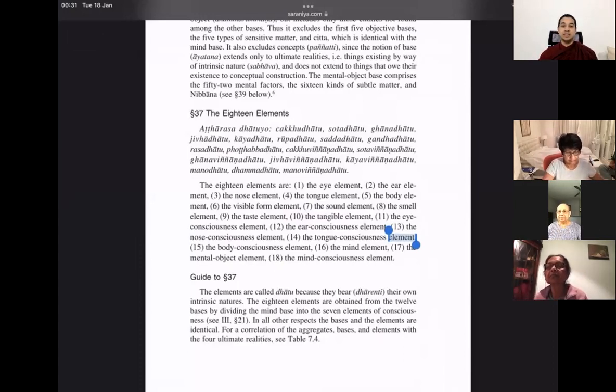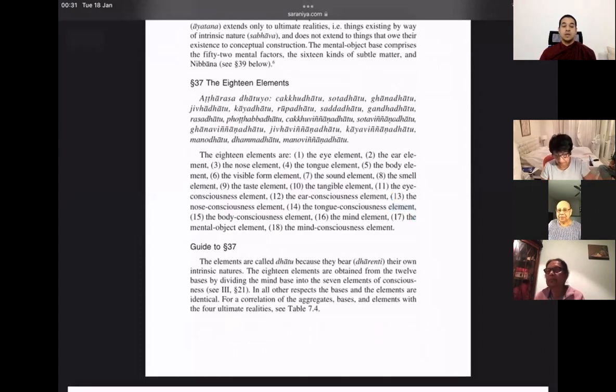So the 18 elements. The 18 elements are the eye element, ear element, nose element, tongue element, body element, visible form element, sound element, smell element, the taste element, the tangible element, the eye consciousness element, the ear consciousness element, the nose consciousness element, the tongue consciousness element, the body consciousness element, the mind element, the mental object element, the mind consciousness element.